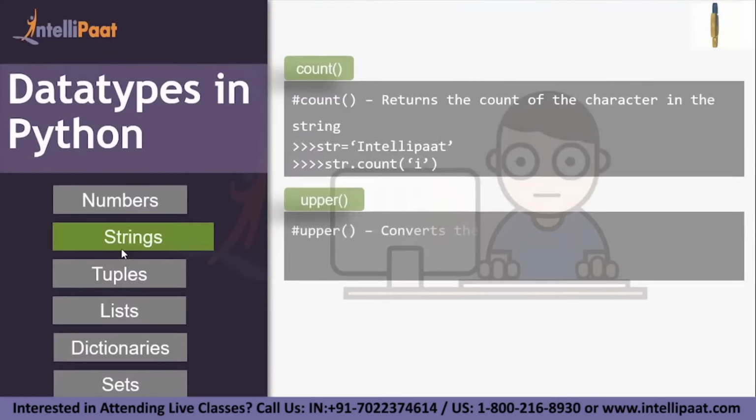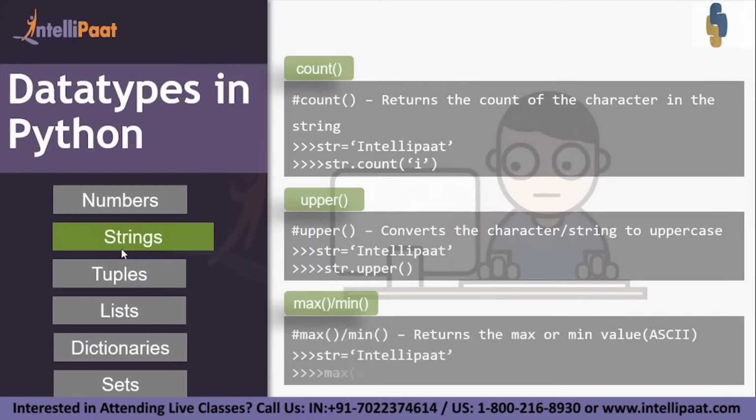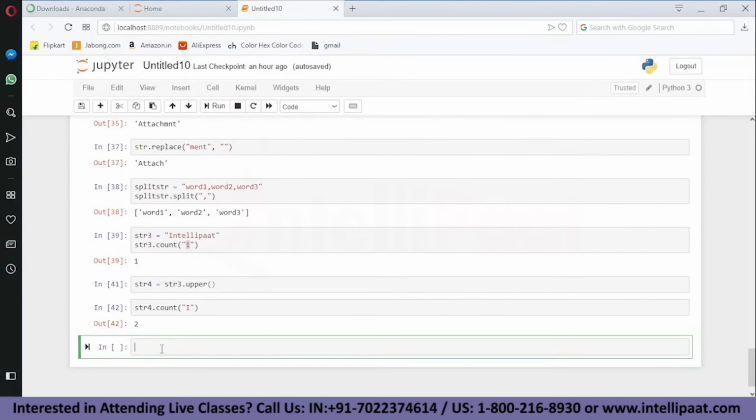So we discussed upper, which converts the string to uppercase. Next is the max or min function. These functions are used to return the max or min ASCII values. For example, let's take a string5 as anything, for example, exclamation mark, @ # 1 2 3, capital A, small b, small a, c, capital C. Alright, so this is my string5.